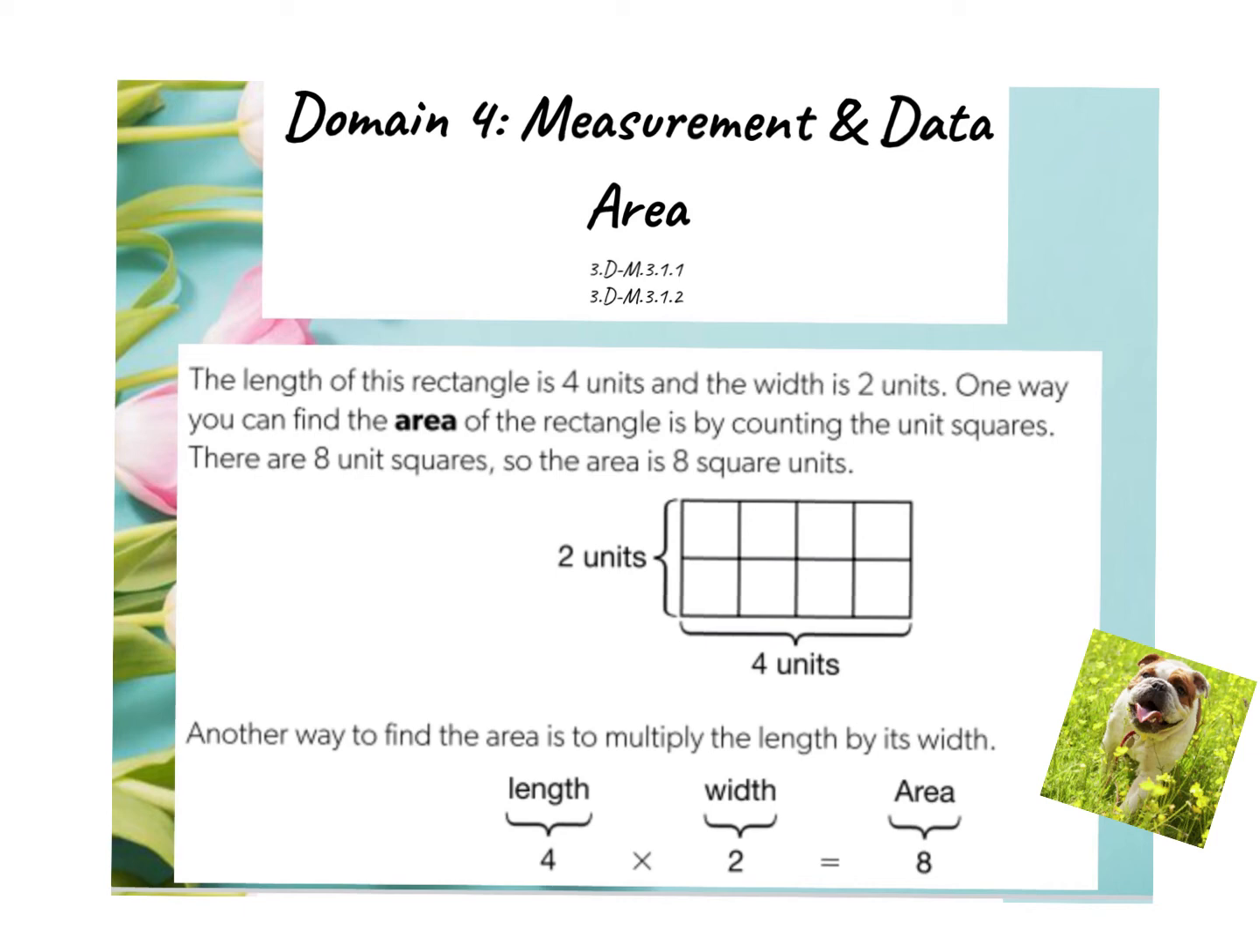One way you can find the area of the rectangle is by counting the unit squares, just like we've done before. You can count them all up. And there are 8 unit squares, so the area is 8. Another way to find the area is to multiply the length by its width. So we have the length, which is 4 units, 1, 2, 3, 4, and the width, which is 2, 1, 2. And we can multiply 4 times 2, which gives us the area of 8 square units, and we would label that as well.